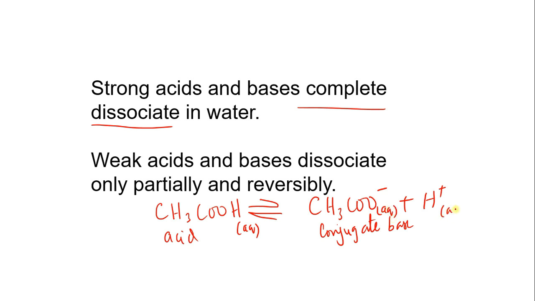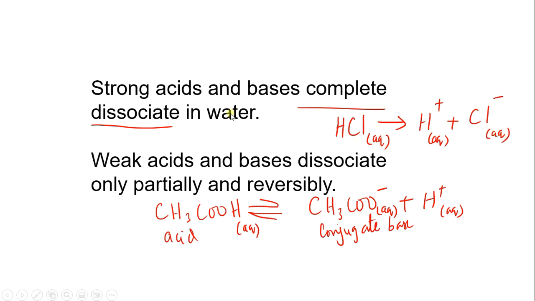Now think about a strong acid like HCl. You use a single forward arrow, not the reversible symbol, and then you put H+, the proton, and the conjugate base, in aqueous conditions. This is completely ionized, which is why we call them strong acids. Don't confuse this with concentration. Concentration is about how many moles are present in a litre, which is a different thing.